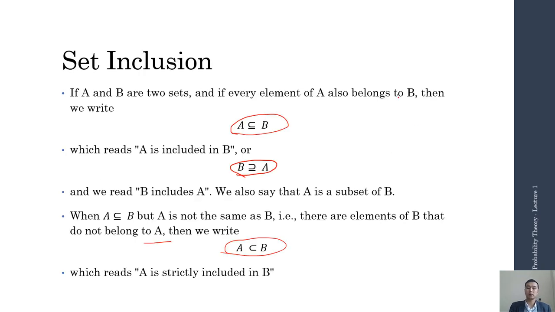Let's consider one example here. Let me say I have a set B which has elements 1, 2, 3, and 4, and I have a set A which has elements 1 and 2. In this case, we can say A is included in B because 1 and 2 are already in B. We can find 1 and 2. This means A is included in B, or A is strictly included in B.